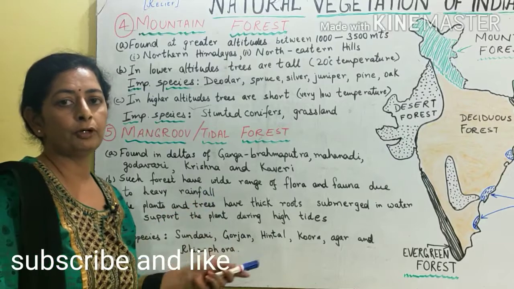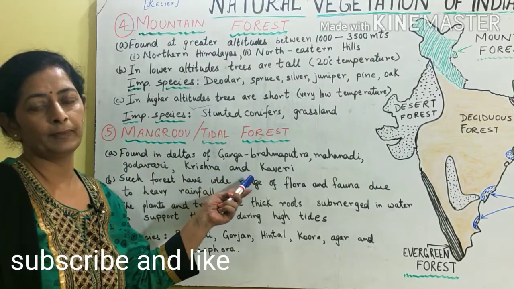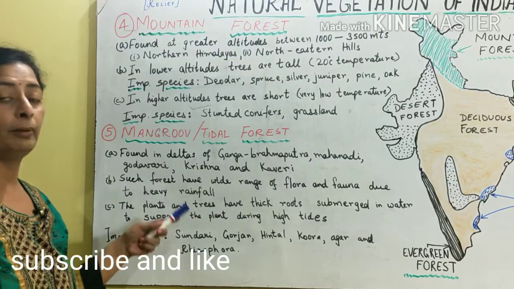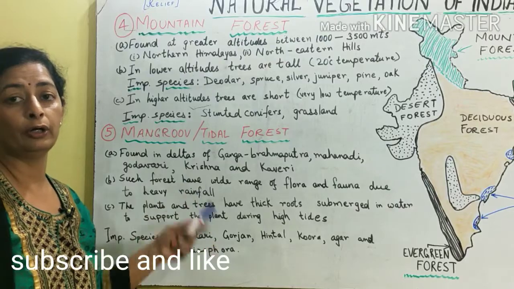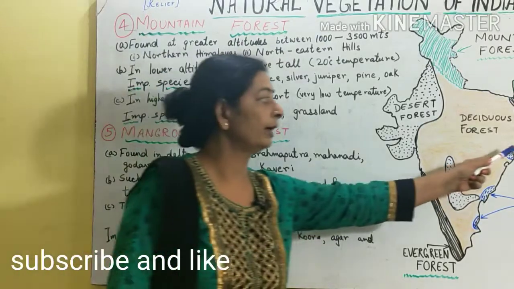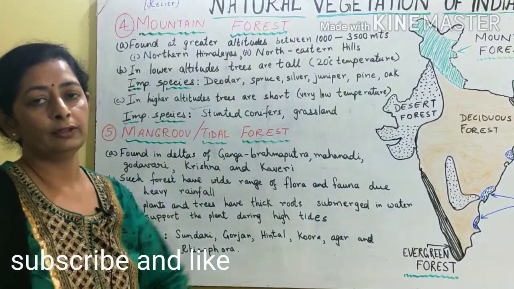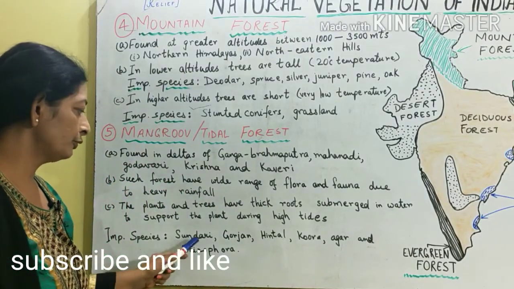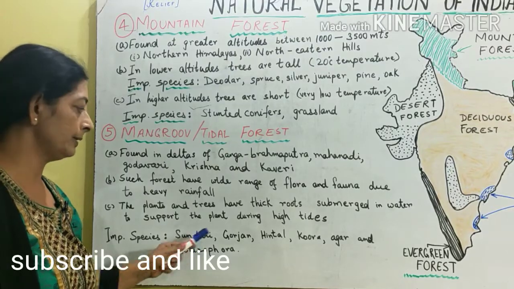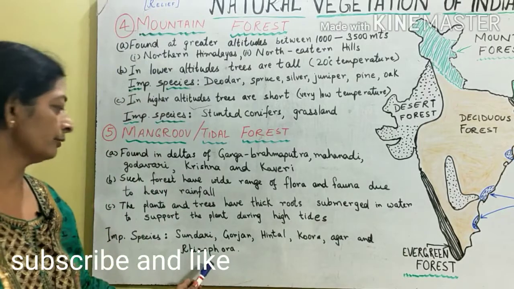Sundari is the most important species of tree which is found in the mangrove forest. And because of the large abundance of Sundari trees, the mangrove forest in the Ganga-Brahmaputra Delta region is called Sundarbans. And Sundarbans is the world's largest growing delta. So Sundari tree is the most important species, then Gorgon, Hintal, Kora, Agar and Rhizophora.